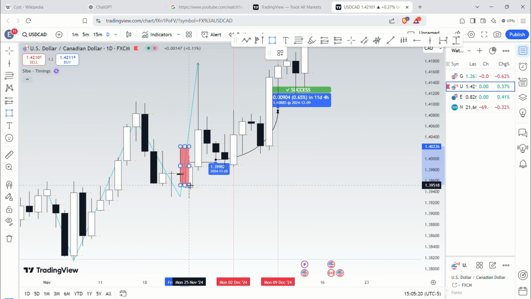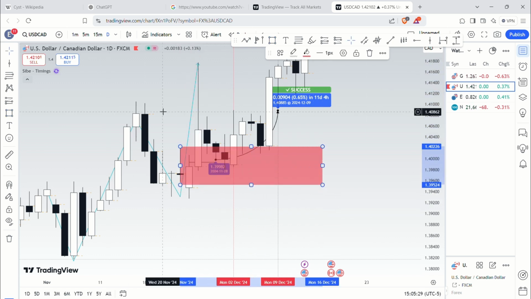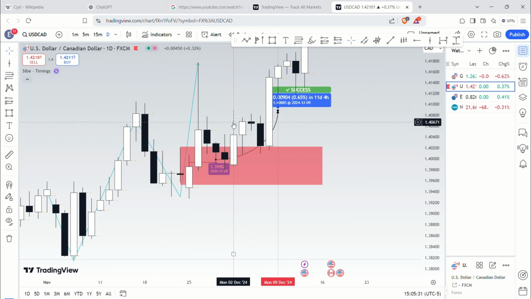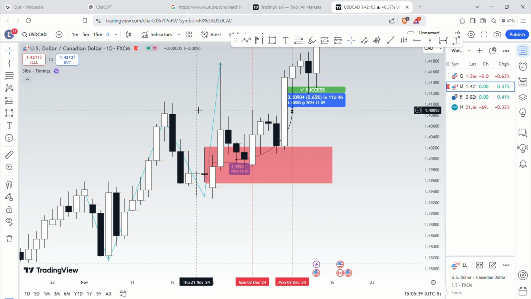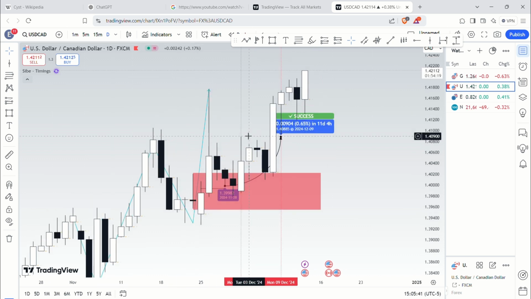Why is it a bullish order block? Because this is the last bearish candle before this bullish move to the upside. We have our week, which started here on Monday. When our week opened, we were inside a bullish order block. So inside a bullish order block, we have a major indication that this market could go up from this point at any time.